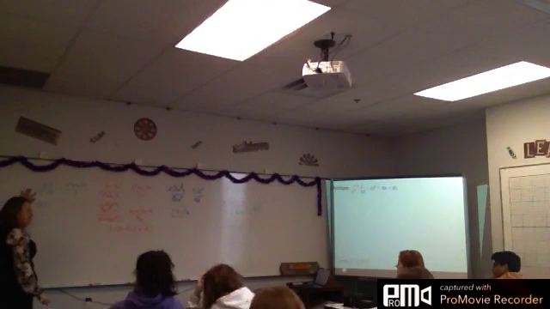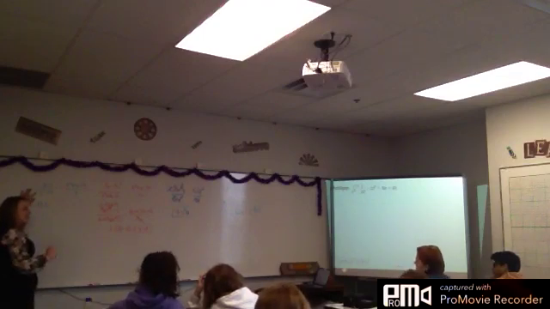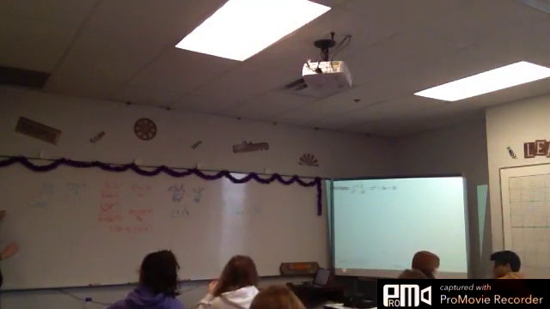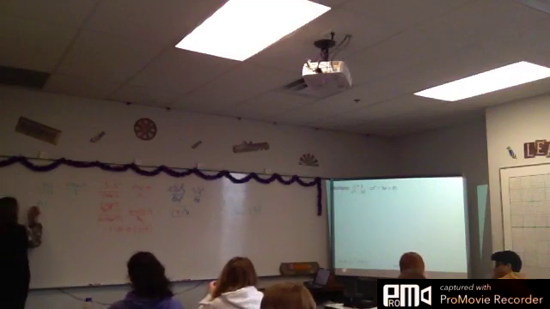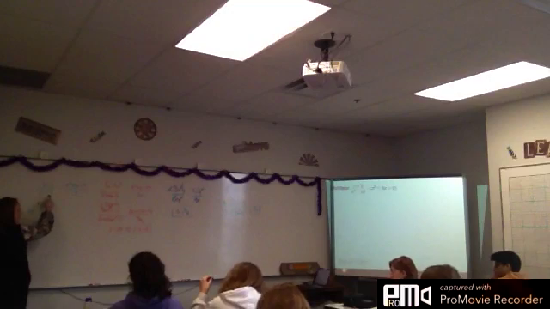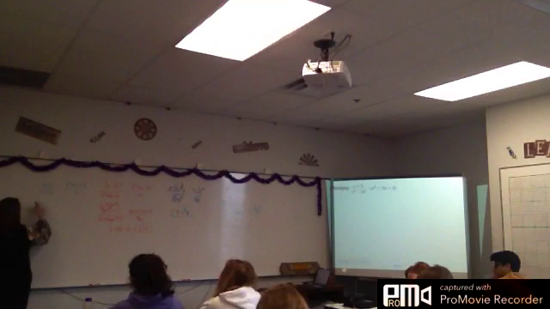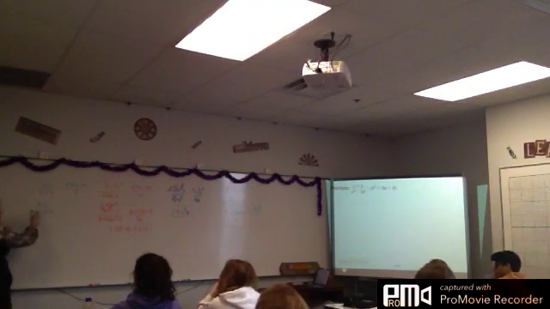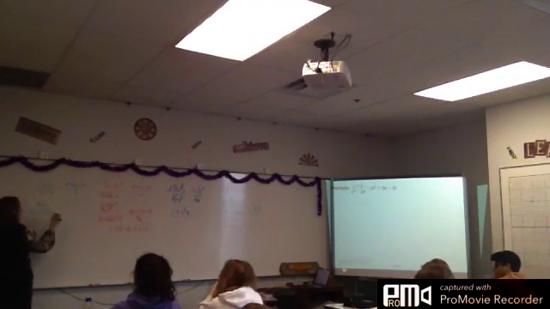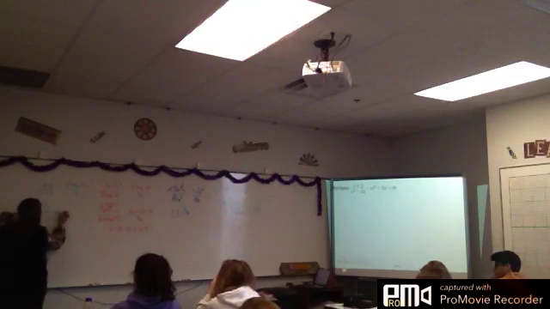Difference of cubes, and there's a pattern for that. Can you tell me what that pattern is? You just put the x inside, and you put the cube root of 27, which is 3. And then what goes here? It's this squared, and then it's plus these two multiplied together, and then it's plus this squared.